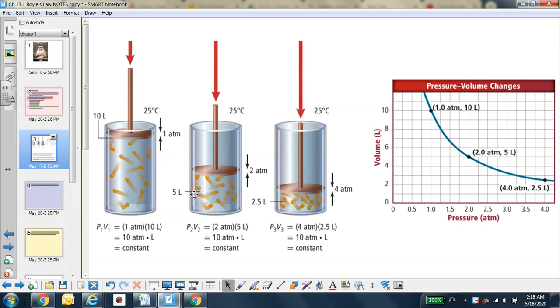Look at what happened to the volume. All those little gas particles that got squished down, volume got cut in half. It went from 10 liters to 5 liters. If we push down on the piston again and we double that pressure to 4 atmospheres, the volume gets cut in half again. So every time you push down and double the pressure, the volume gets cut in half. So we have an inverse relationship happening here. As the pressure goes up, the volume goes down.